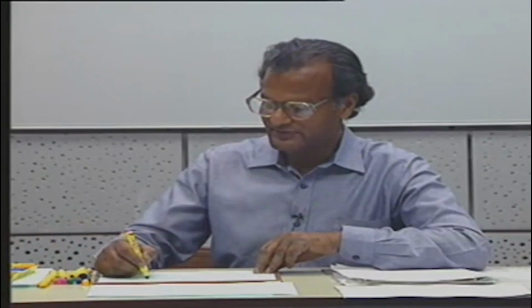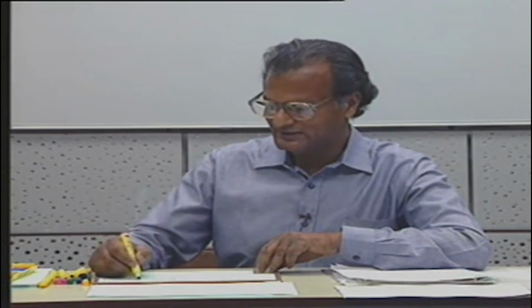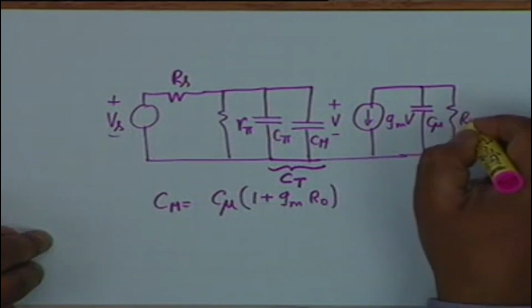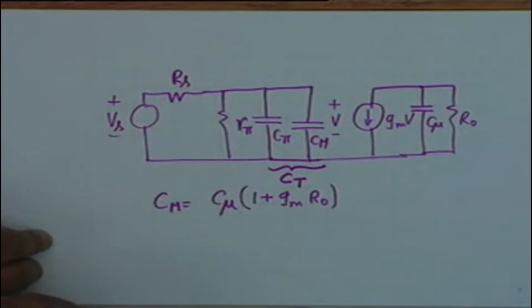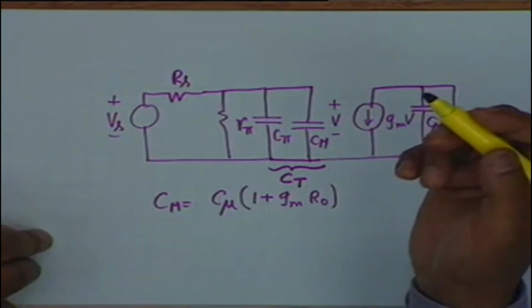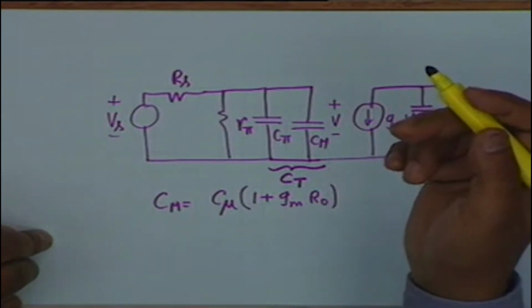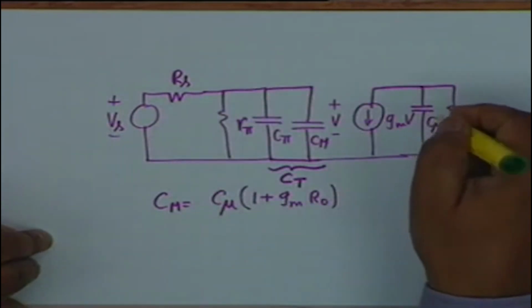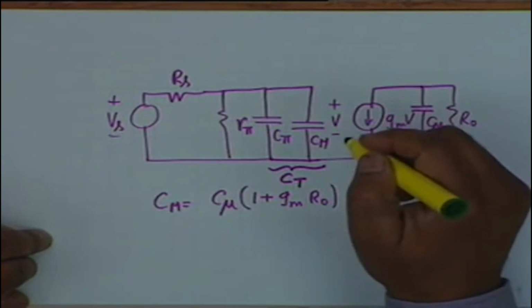So, we have GMV, now we go happily, GMV, but you must reflect Z by 1 minus 1 by A, that is C mu here. There is a C mu, and in parallel with R0. Now, R0 as you know, is of the order of a few Ks, okay, maybe parallel combination of 4K and 4K, it makes only 2K, whereas C mu is a very small capacitor, 3 pF.